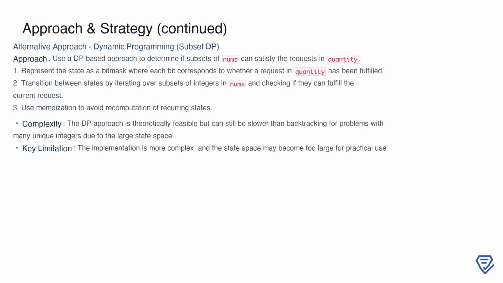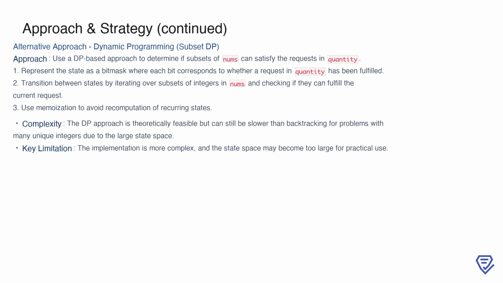Another approach to consider is using dynamic programming, specifically a subset DP method. In this approach, we represent the state as a bit mask, where each bit indicates if a request in the quantity array has been fulfilled. We transition between states by iterating over subsets of integers in the nums array and checking if they can meet the current request. To avoid redundant computations, we rely on memoization to store results for previously computed states.